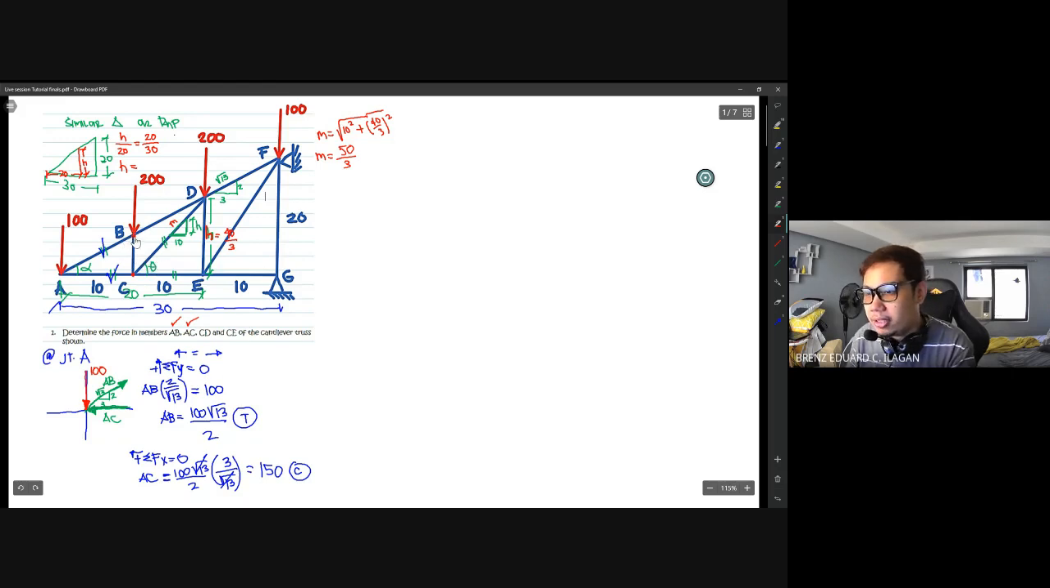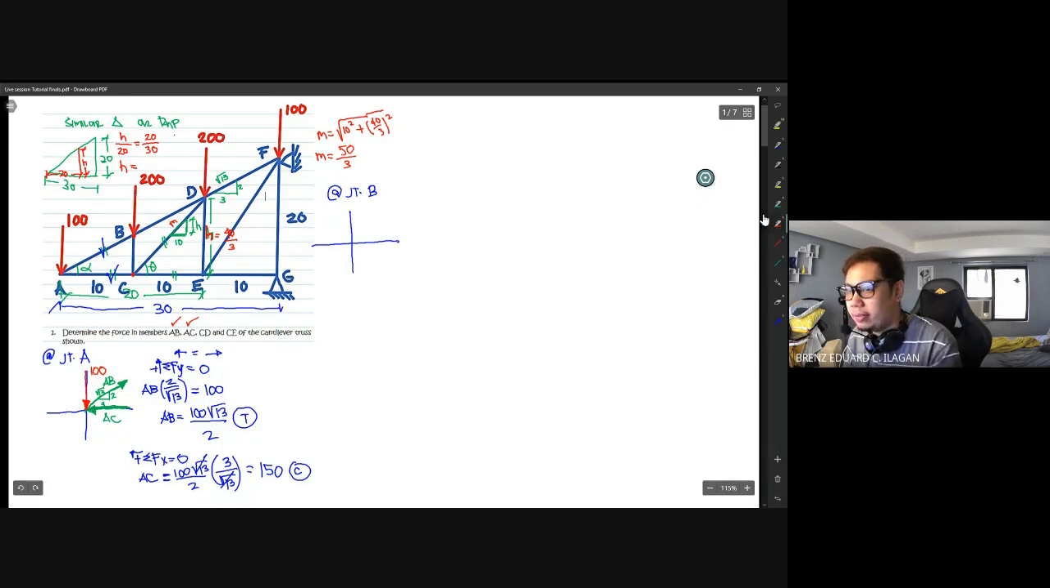Now, if we're going to consider joint B, so tama naman. Kasi ang unknown na lang dyan is BC and BD. Yung AB kasi natin, nakuha natin yung value earlier. Okay, so let's proceed. So again, at joint B, gawa ka lang ulit ng free body diagram. Ayan. So, unahin natin yung known force.